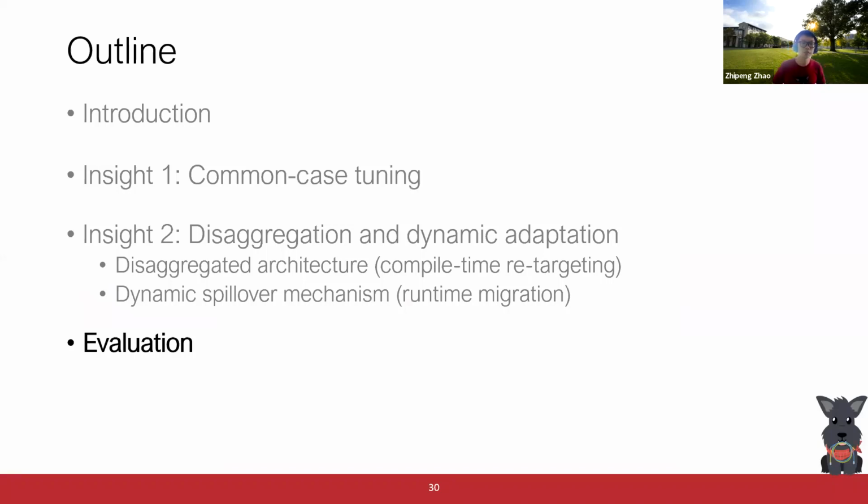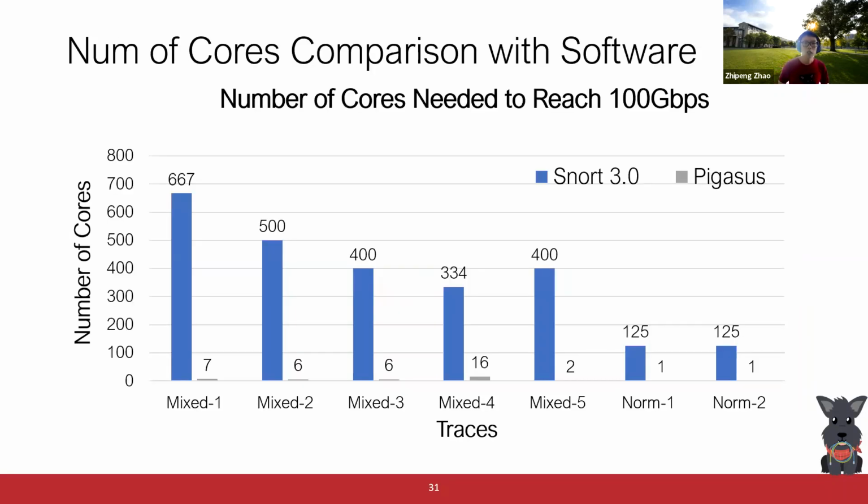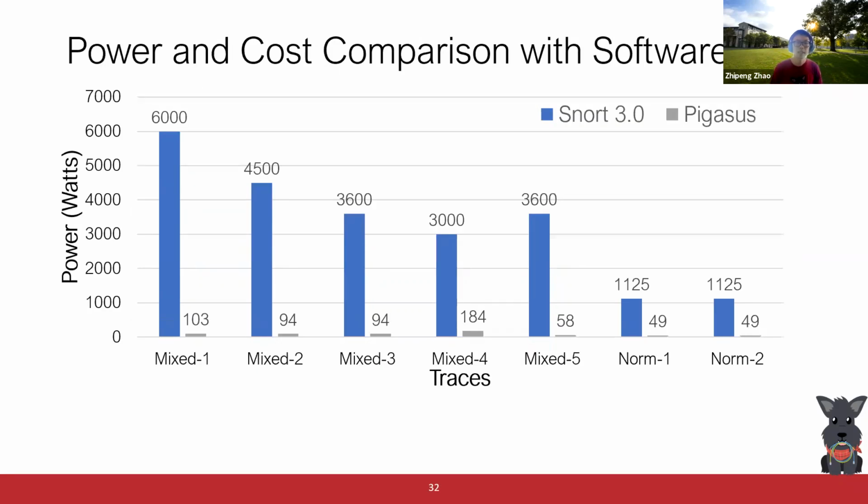So I have talked about the second insight, disaggregation and dynamic adaptation, which addresses the brittleness of common case tailoring. Now let's move to the evaluation. I will start with a comparison with the software baseline. I have shown you the same graph at the beginning of this talk. Here you can see that Pigasus uses two orders of magnitude fewer cores than the software baseline. And the core saving also gave us power saving and cost saving.